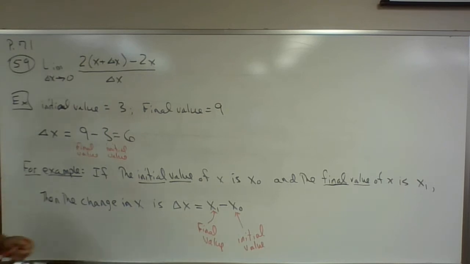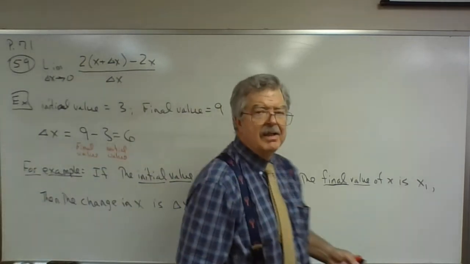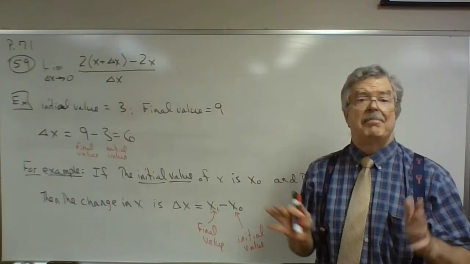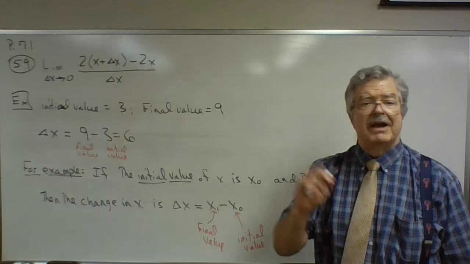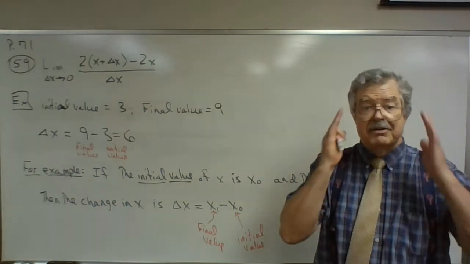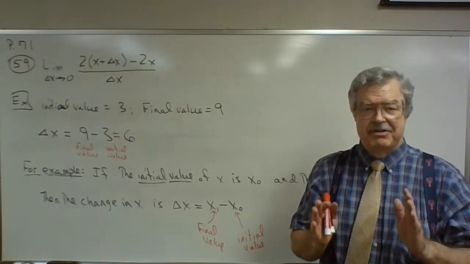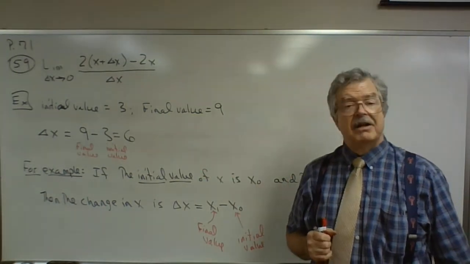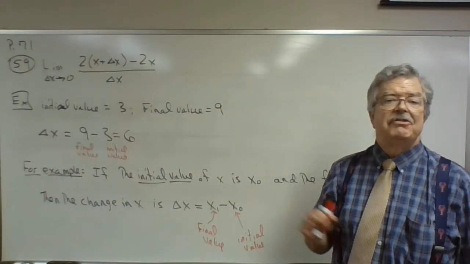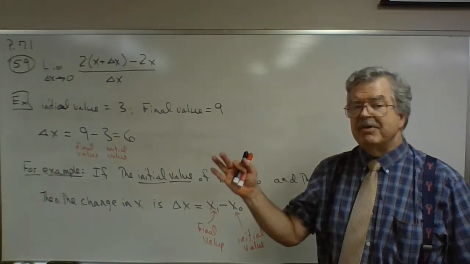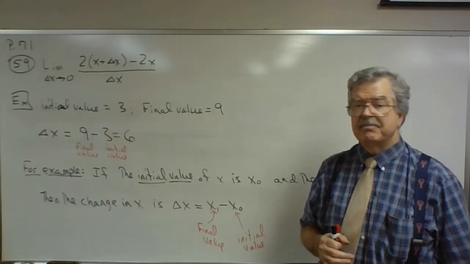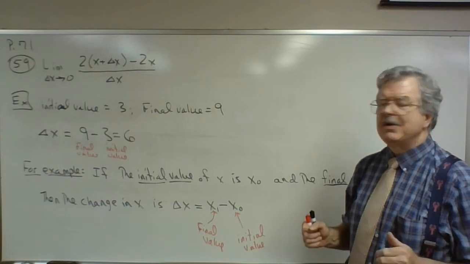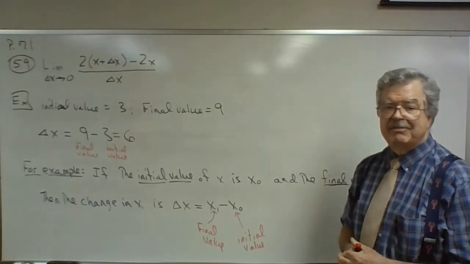So delta x has the same kind of context that delta capital T has in chemistry, if you've had high school chemistry. Delta capital T, that's change in temperature. Final temperature minus initial temperature. Delta capital P, change in pressure. Final pressure minus initial pressure. Delta x has exactly the same meaning with respect to the variable x.